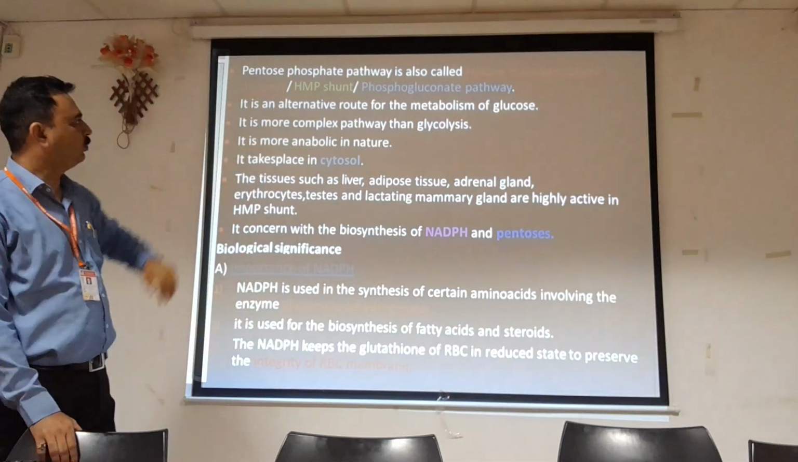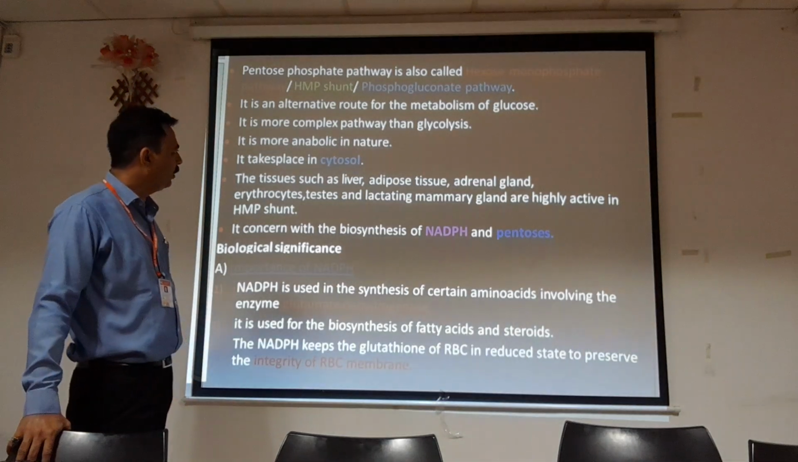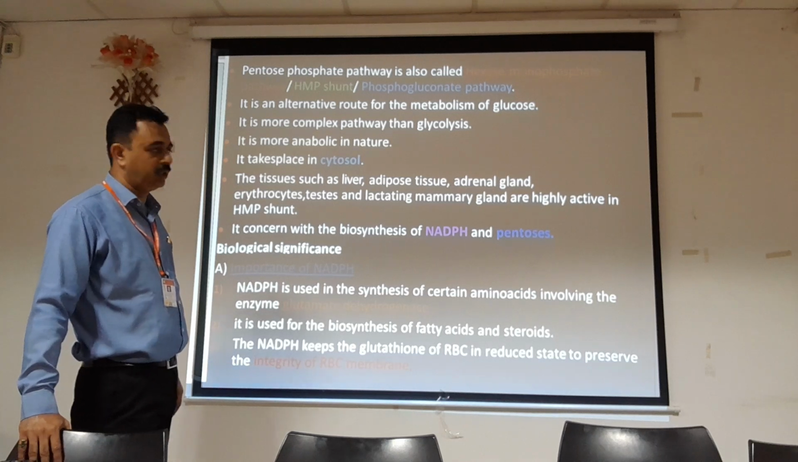It is an alternative route for metabolism of glucose. It is more complex pathway than glycolysis. It is anabolic in nature. It takes place in the cytosol.